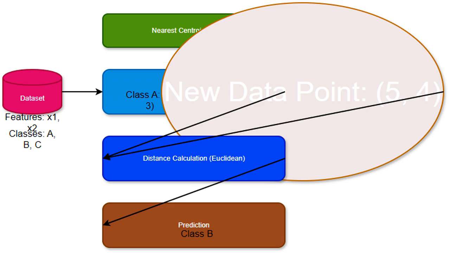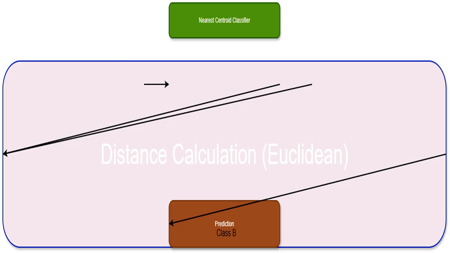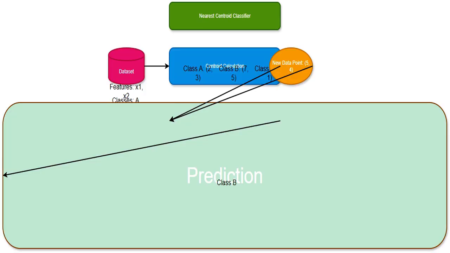The goal is to predict which class, A, B, or C, this new point belongs to, using the centroids calculated earlier. To make a prediction, we use the Euclidean distance formula to determine how far the new data point is from each class's centroid. The Euclidean distance between 2 points, (x1, y1) and (x2, y2), is the square root of (x2 - x1) squared plus (y2 - y1) squared. The NearestCentroid classifier assigns the new data point to the class whose centroid is closest, has the smallest Euclidean distance.